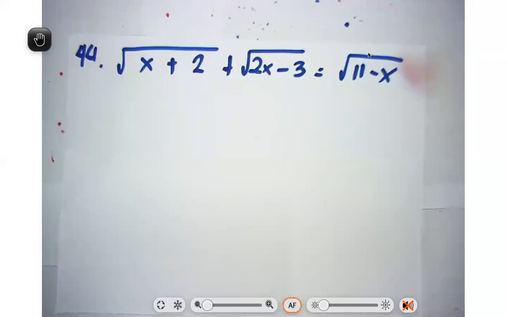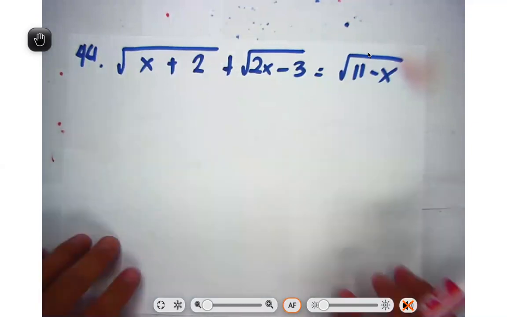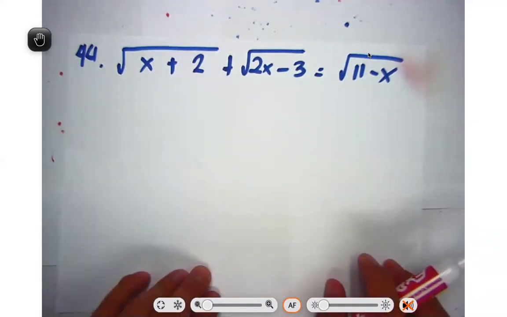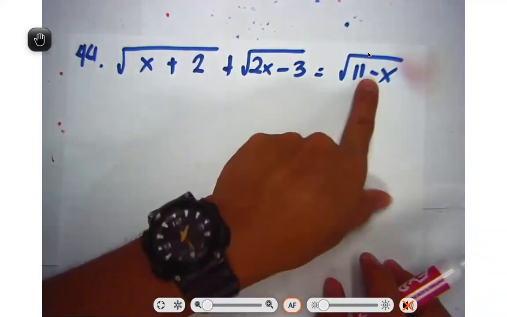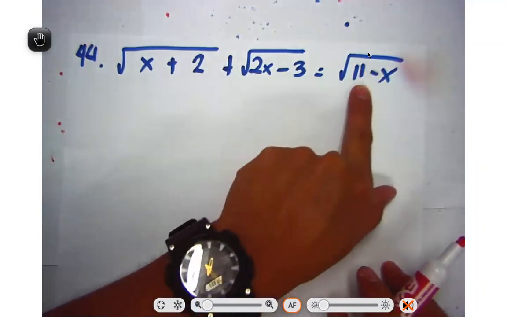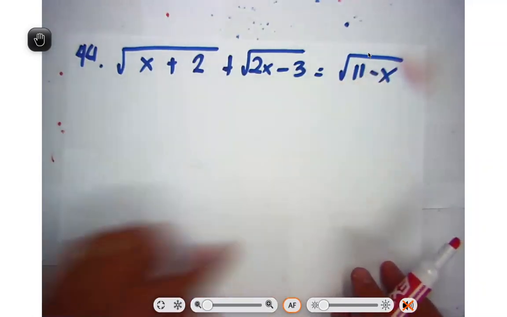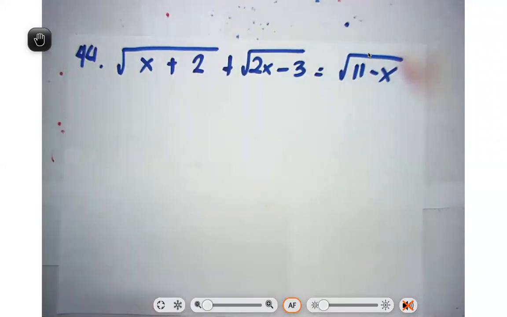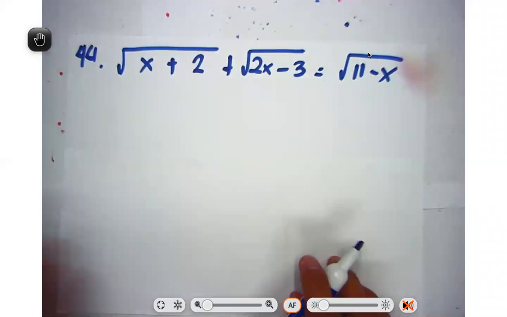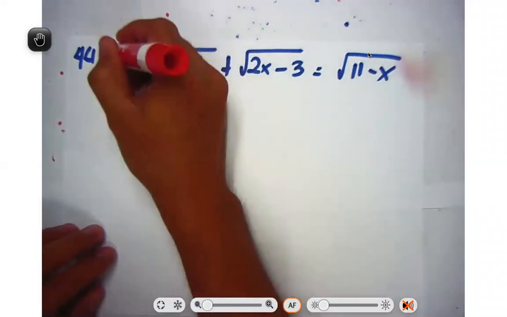You have the square root of x plus 2 plus the square root of 2x minus 3 equals the square root of 11 minus x. Three radicals again. But there's one term that's purely radical, and that's enough to know that we can square it because of that. So we can square both sides.